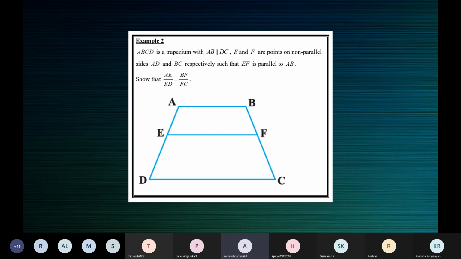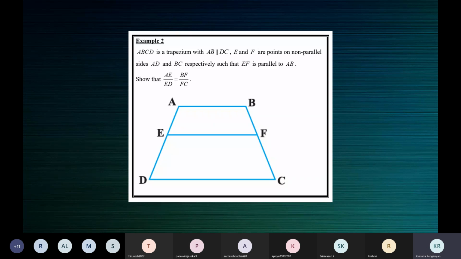Because of the BPT theorem. No, not because of the BPT theorem. Let's read what's given. ABCD is a trapezium. So if ABCD is a trapezium, which are the parallel lines? It's given there. AB and DC. AB is parallel to DC.